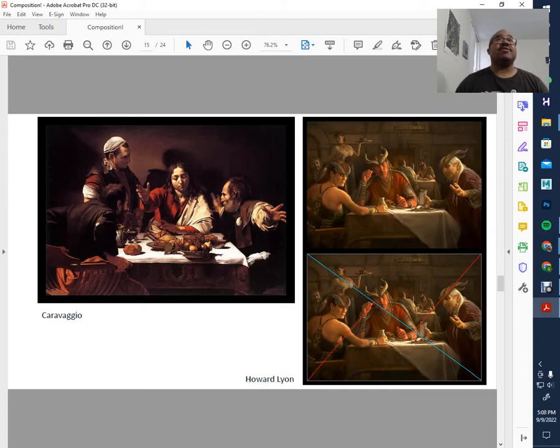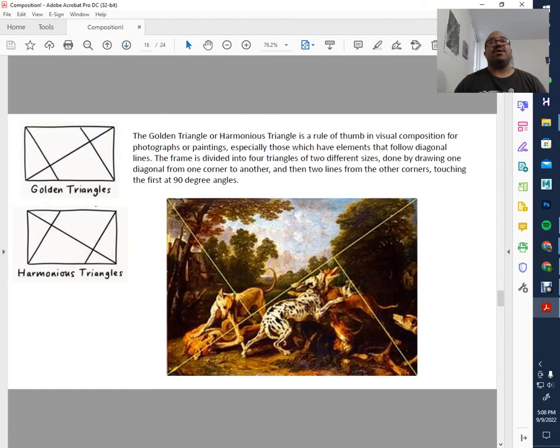So looking at other artists will help you to make decisions about potentially how you might want to compose images as well. So the golden triangle, harmonious triangle, is a rule of thumb in visual composition for photographs or painting, especially those which have elements that follow diagonal lines. The frame is divided into 4 triangles of 2 different sizes, done by drawing 1 diagonal from one corner and then 2 lines from the other corners touching the first at 90-degree angles. So making sure that you keep those at 90-degree angles makes it a system that you can use consistently instead of just making up random things.